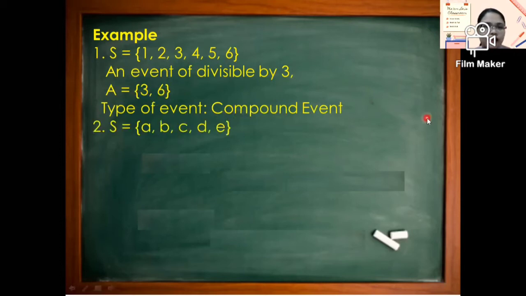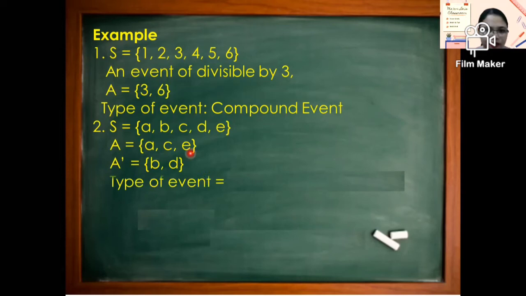Okay? Let's have next. The sample space is A, B, C, D, E. Tingnan natin ang ating element. Kung ang ating element daw ay A, C, E, ano kaya ang ating complementary? Tandaan ang complementary kung ano yung kulang sa ating event A. Kung meron tayong A, C, at E, ang kulang na lang sa kanya ay set of letter which is B and D. So, type of event, tulad ng sinabi ko kanina, this one is complementary event.